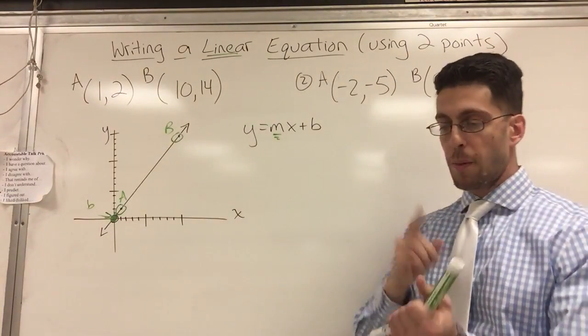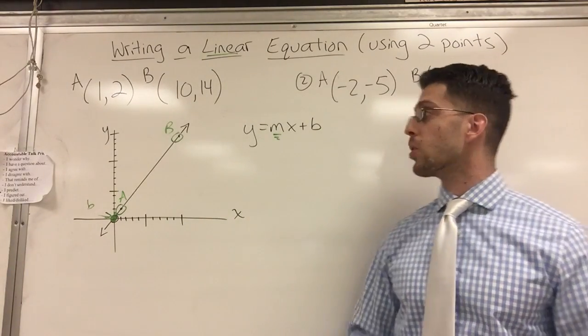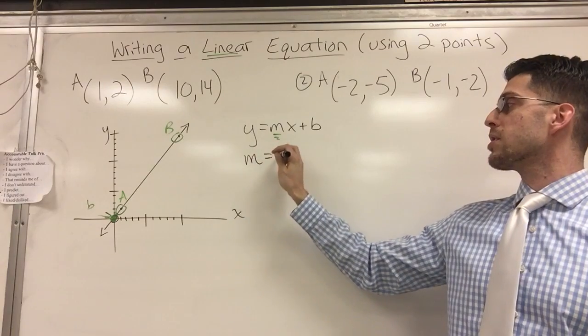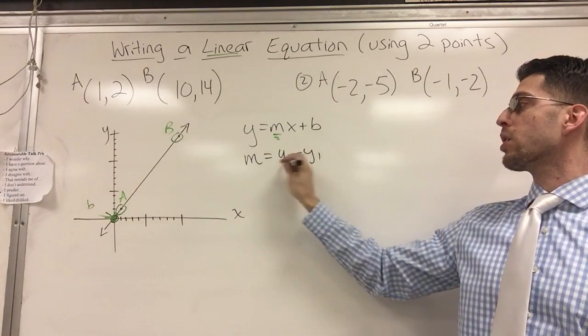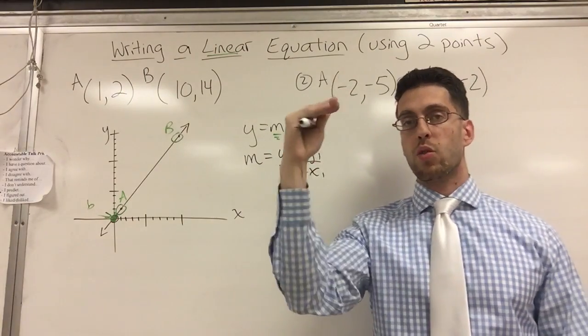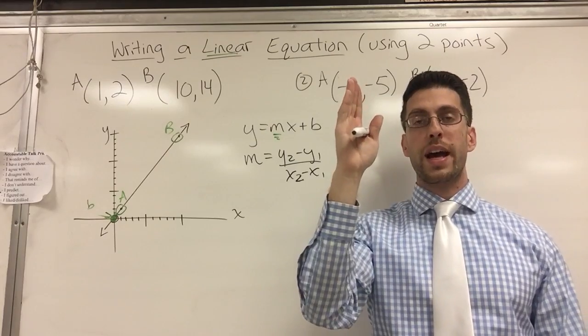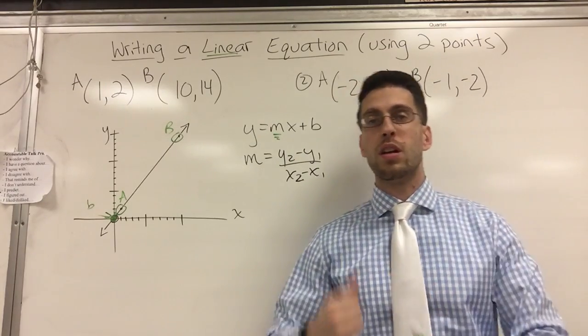Alright, so I want to know slope. So you got to know this also, and if you don't, check out my video on calculating slope. Slope is y2 minus y1 over x2 minus x1. I explained that as rise over run, or the change in y over the change in x. The rise is the y-axis, the x is the run. Okay?